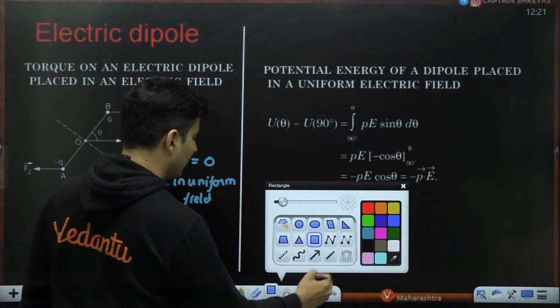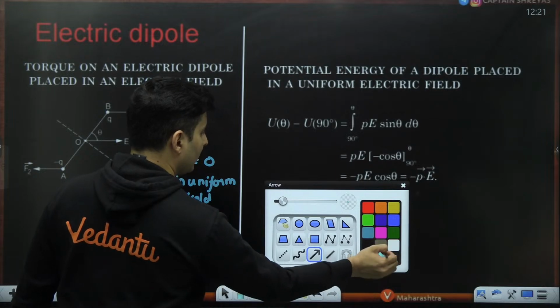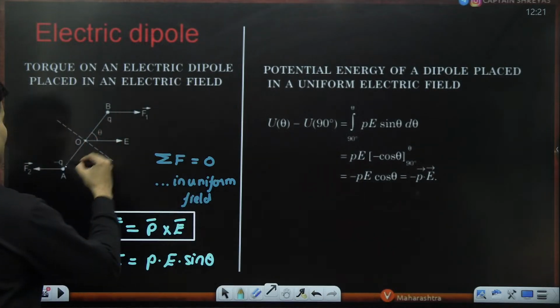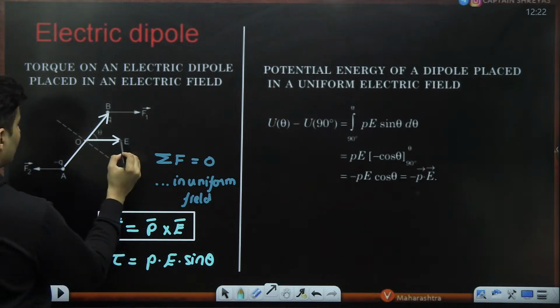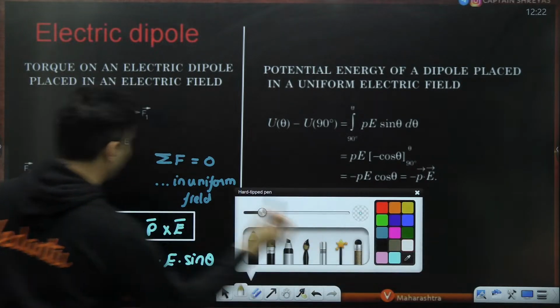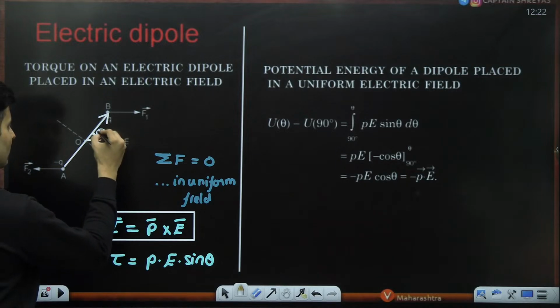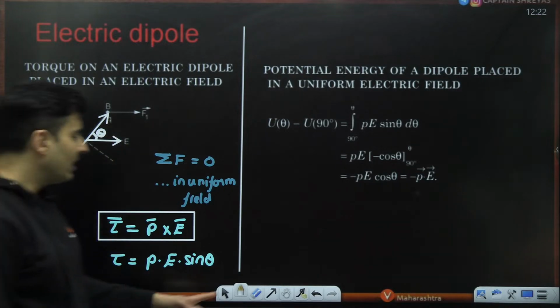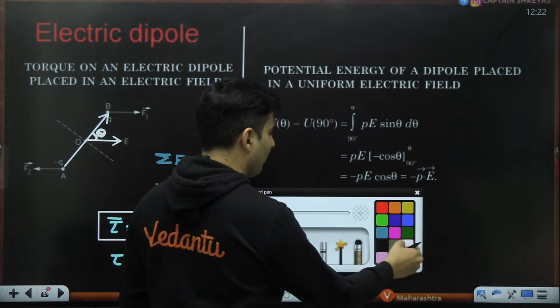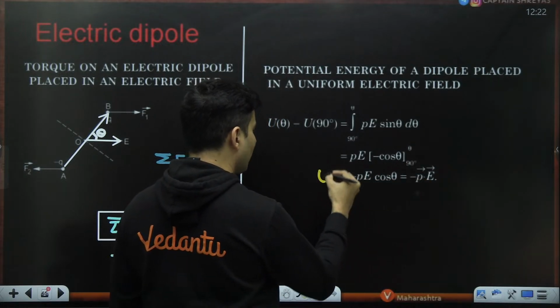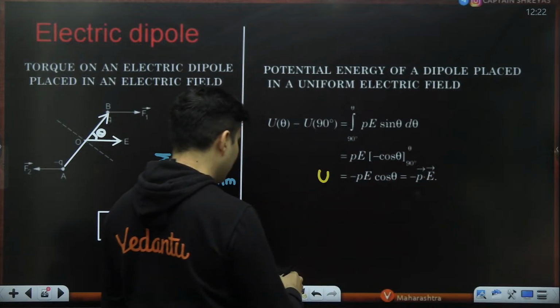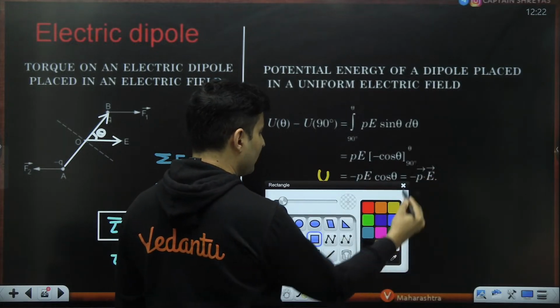Notice how the dipole is over here, whereas the electric field is over here, and the angle which you are making with the dipole is over here. Same thing, potential energy, guys. The potential energy is given by minus P E cos theta, or just minus P dot E. Yeah, the dot product has to be considered.